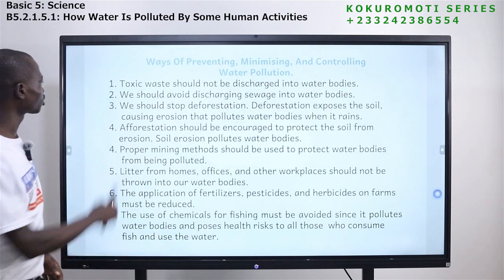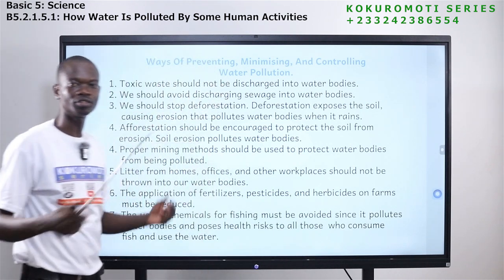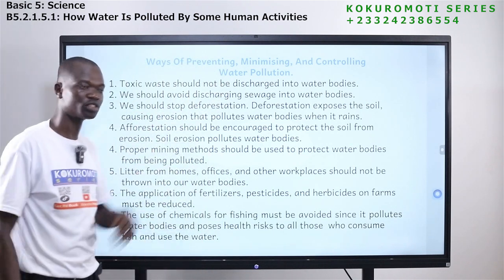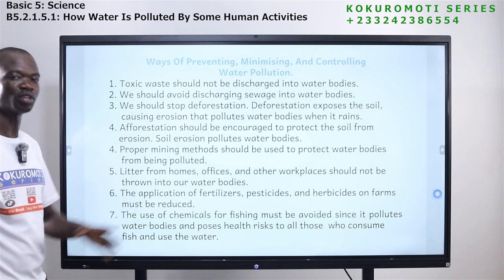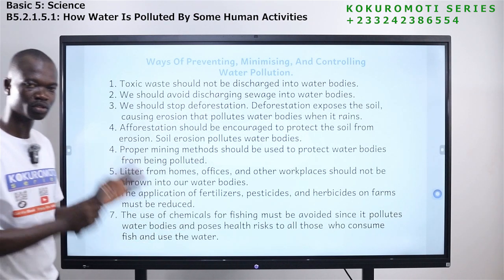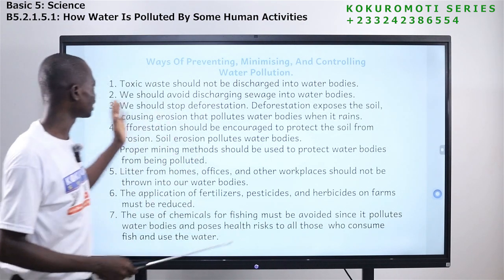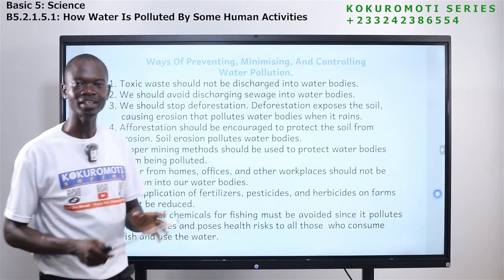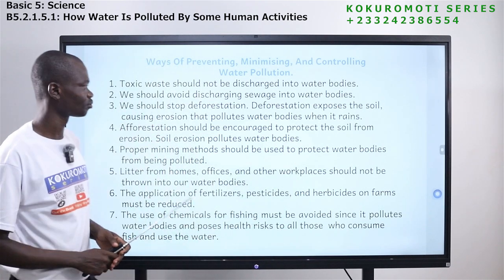Number one, toxic waste should not be discharged into water bodies. So if you have any waste that is toxic, please don't go and discharge them into water bodies. If you do that, you are polluting the water. For us not to get this water polluted, anytime you have toxic waste, you should find a proper way of disposing it. We shouldn't dump them into water bodies.